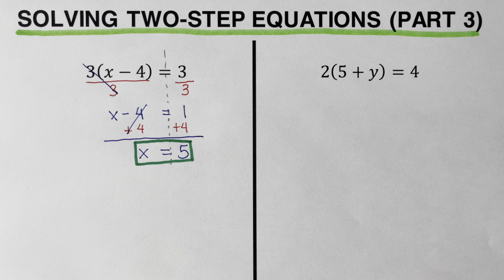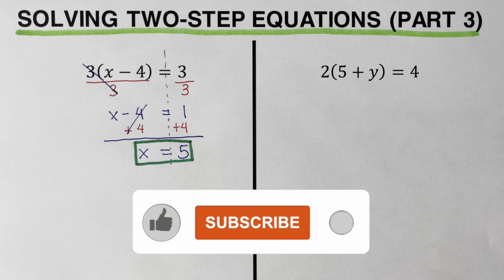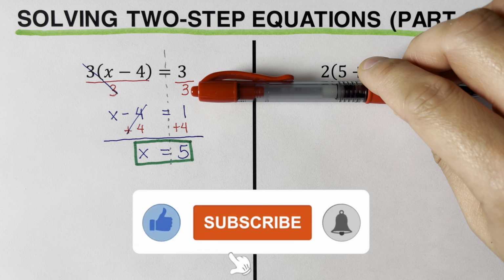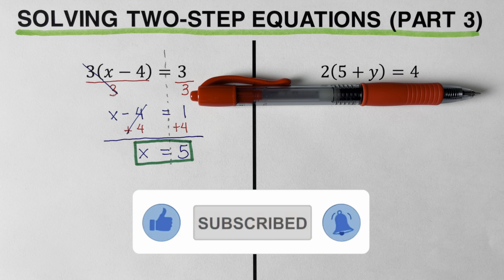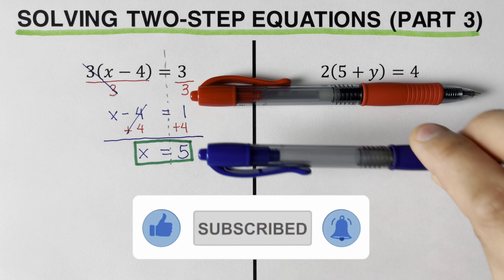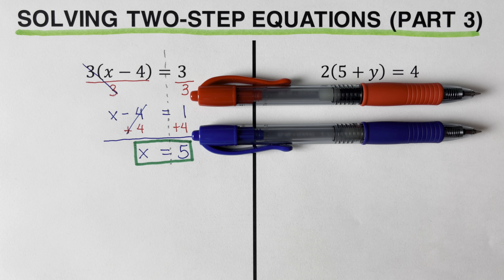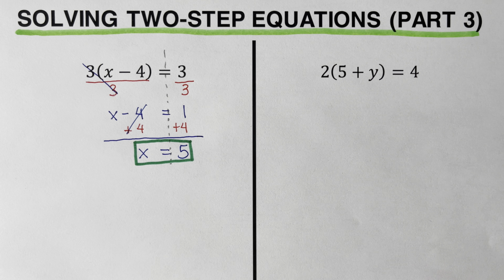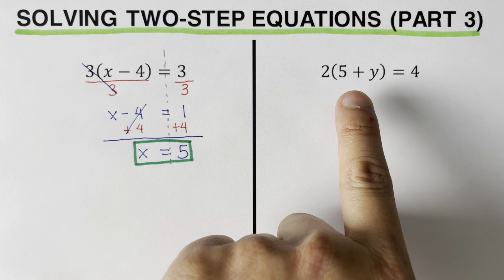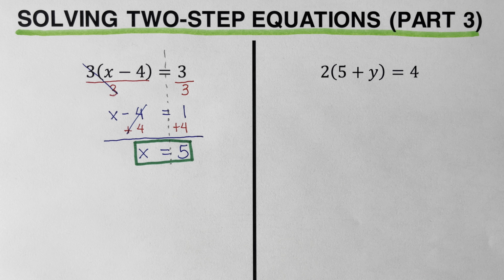In this example, this is called a two-step equation because we did only 2 steps to solve for x. The first step was dividing by 3, and the second step was adding 4. So this is otherwise called a two-step equation. At this time, I would encourage you to pause this video and try this problem out on your own. When you're done, unpause it and check your answer.